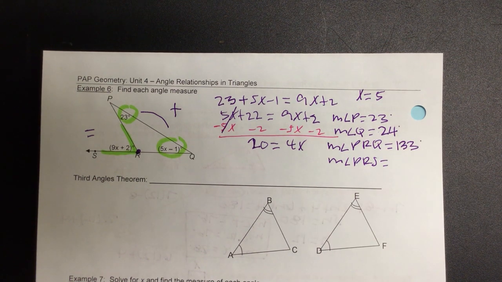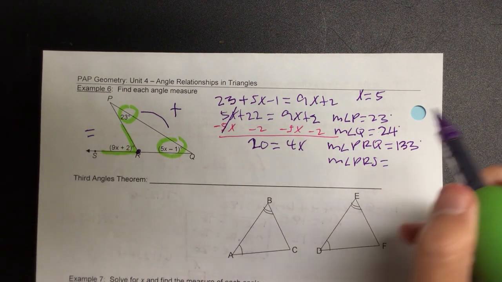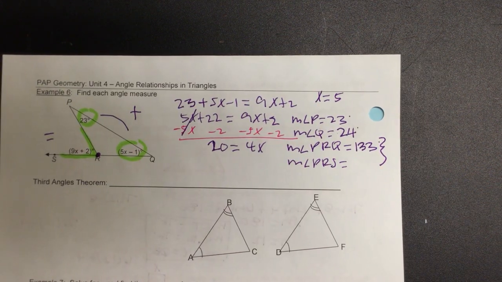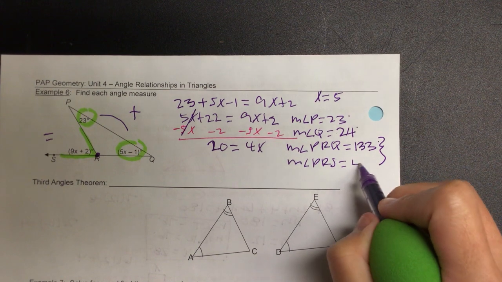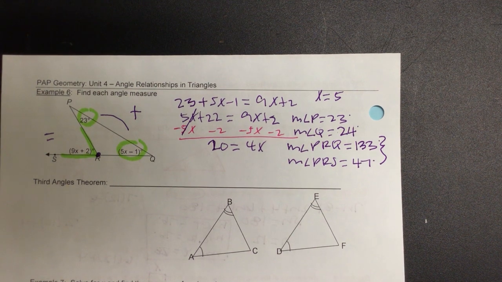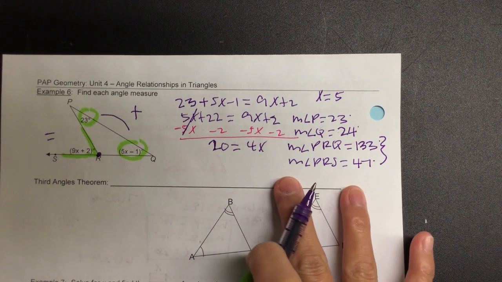Now for PRS, I can choose to plug it back in, or I can use my supplement and say, why not take that from 180, right? Which I think is easier, 47. So if you want to plug it in, by all means, go for it. But if you know the logic of your linear pairs, that's also okay. Everyone good with that one?